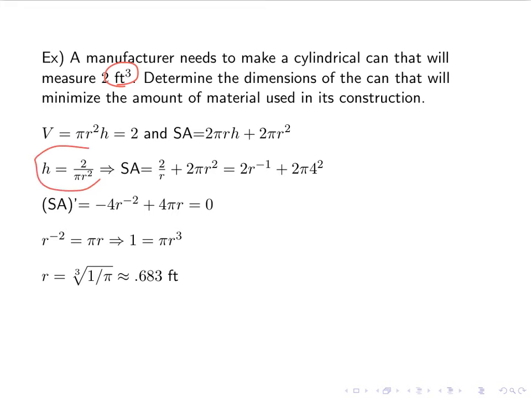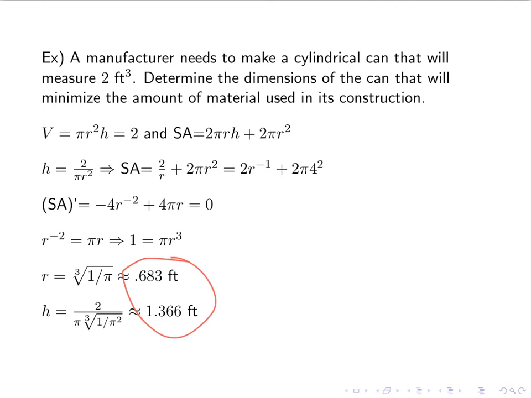So I'm going to plug it back into my equation for h. And I'm going to plug in the whole r, not the rounded one. I want to be as precise as I can. So I'm going to use the whole original r. And I get roughly 1.366 feet. Okay, so those would be my dimensions. That would be the answer to the question.